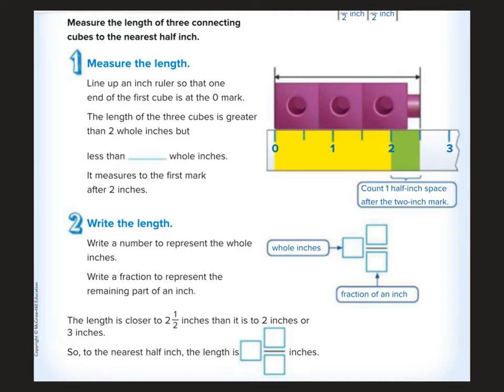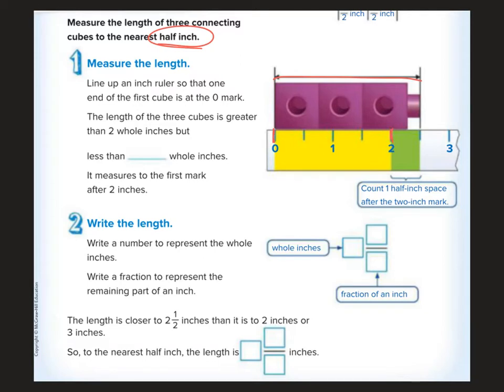So if we wanted to measure the length of 3 connecting cubes, here they are, to the nearest 1/2 inch. So I'm going to line up an inch ruler so that the end of the first cube is at the 0 mark. Notice it's not always the end of the ruler. We have to make sure we're going with that 0 line and lining it up. The length of the 3 cubes is greater than 2 whole inches. Do you see that? It passes the 2.